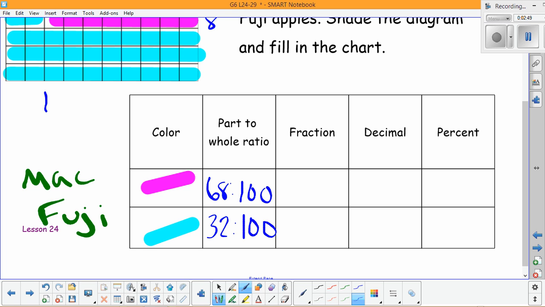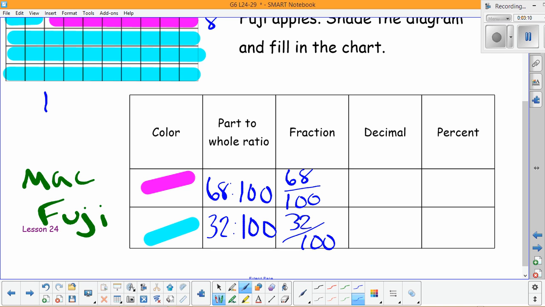And since I know that they have the ratio set up, I can write these as fractions. So 68 over 100 and 32 over 100. And if I know that's what the ratio looks like as a fraction, I can also write this as a decimal simply by reading the fraction. Because the bottom, the denominator, is a power of 10, you can just read the fraction and write it.